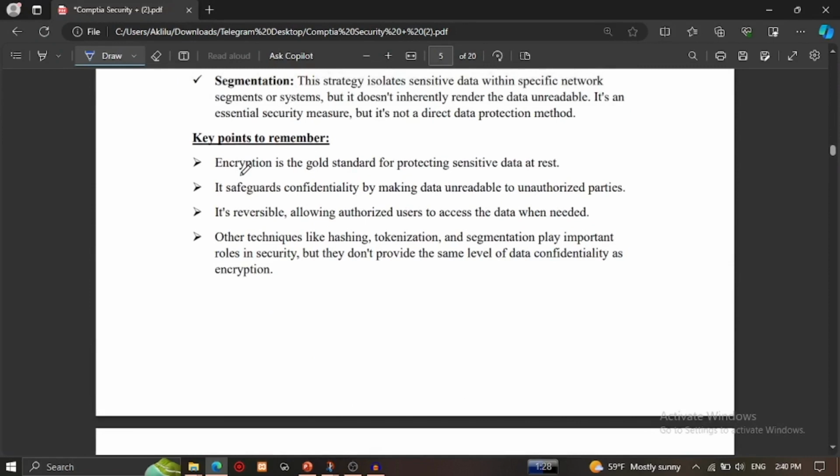So in encryption there are key points to remember. Encryption is the gold standard for protecting sensitive data at rest. It safeguards confidentiality by making data unreadable to any unauthorized parties. It's also reversible, which allows authorized users to access data when needed. Other techniques like hashing, tokenization, and segmentation play an important role in security, but they don't provide the same level of protection as encryption.